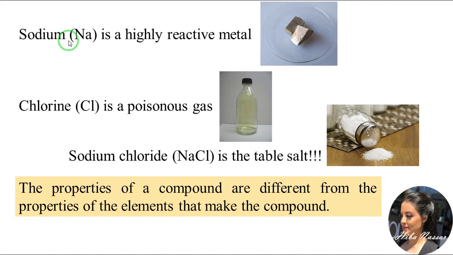So we can deduce here that the properties of a compound, like sodium chloride, are different from the properties of the elements that make this compound, like sodium and chlorine.